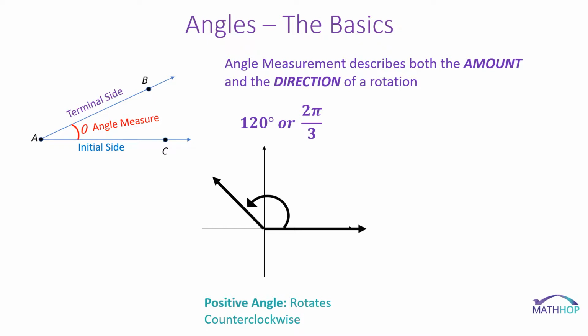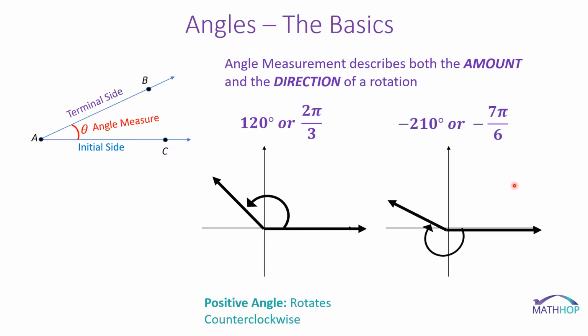On the flip side of that, we have a negative 210 degree here, or negative 7 pi over 6. So what happens is we start at the initial side, we rotate clockwise, so in the opposite or in the negative direction, we hit 180 and we keep going 30 degrees more until we get to negative 210 degrees. So this angle right here, we could call this a negative 210 or positive 150 degree angle. But because we're measuring the negative angle, it is negative 210. Negative angles rotate clockwise.